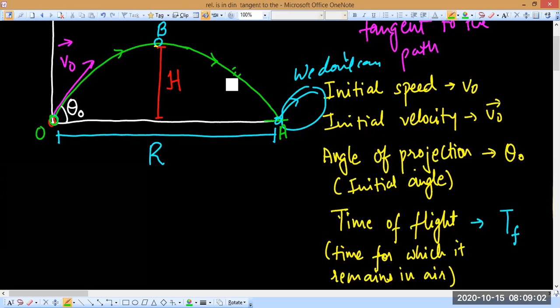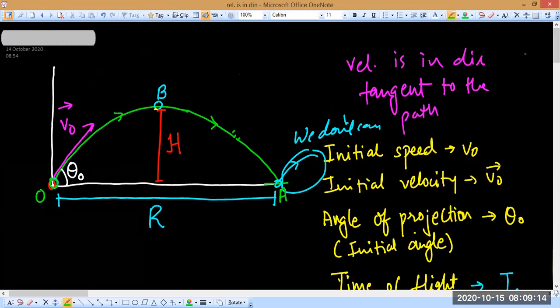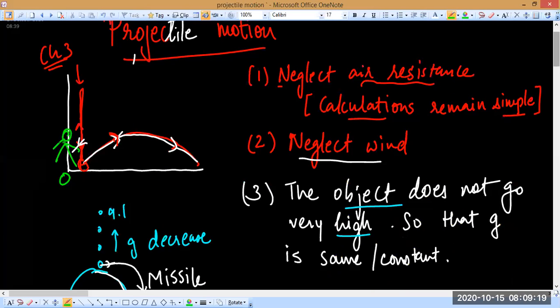Fine, so that's what we have. Now let's start deriving these values under these assumptions. Were they on the previous page? Yeah, here. No air resistance.